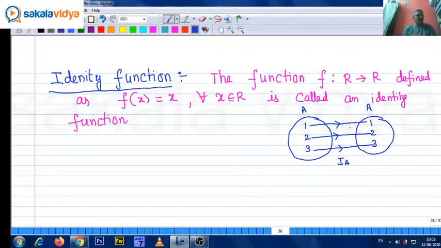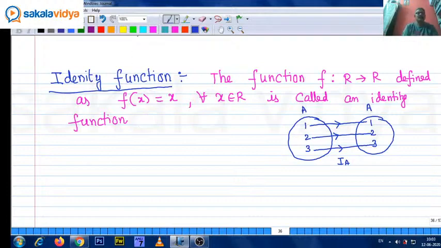Identity function is always surjective. It is one to one, always onto also. Yes, this class is Eamcet only. Right. So now the very important point, the graph of identity function. The graph of identity function means the graph of y is equal to x. The y is equal to x always passes through the origin and makes 45 degrees with the x-axis.